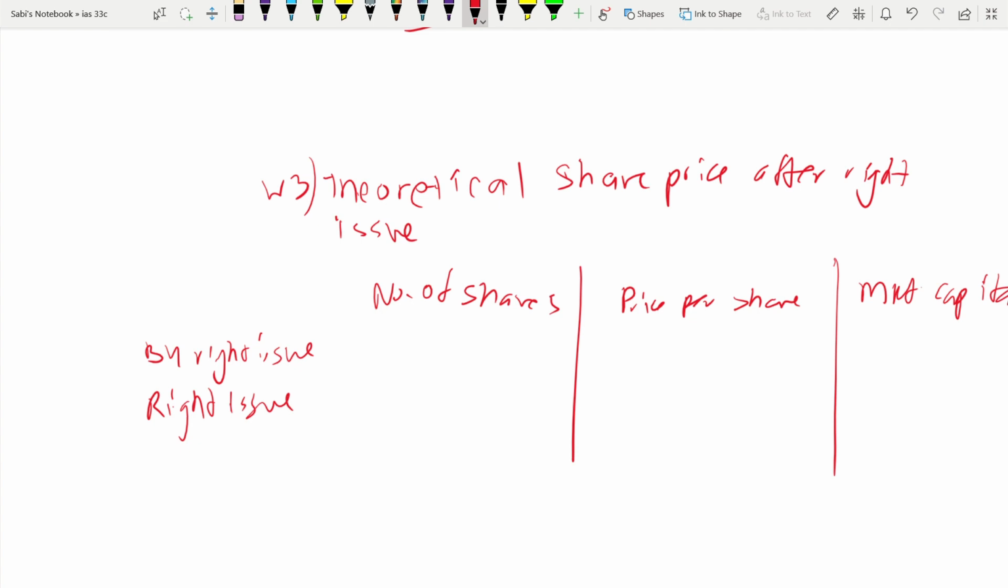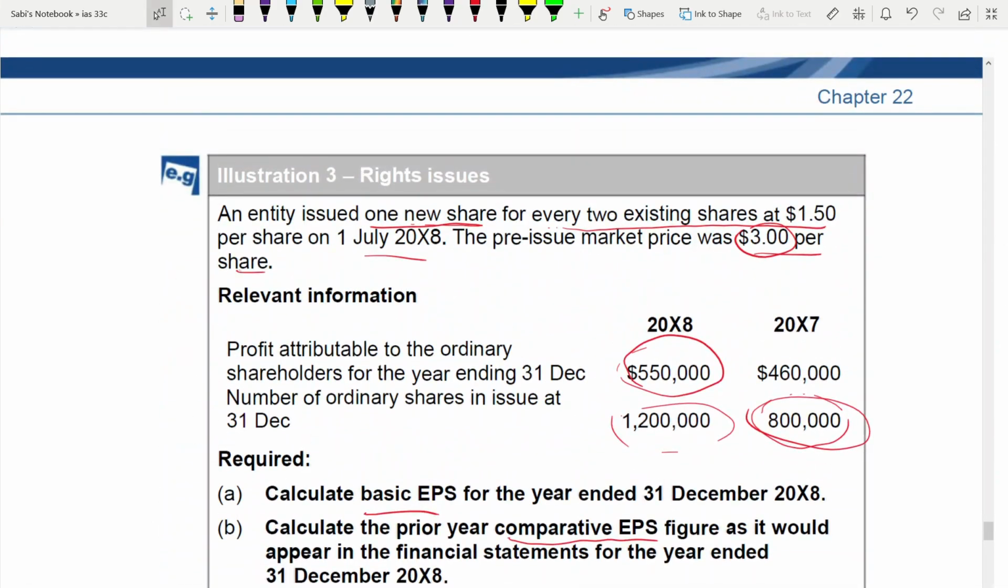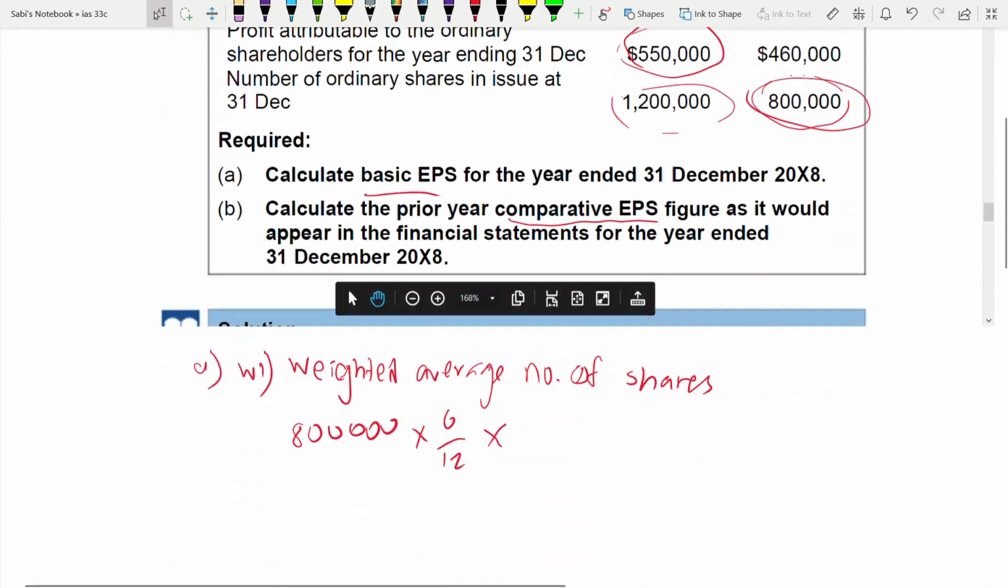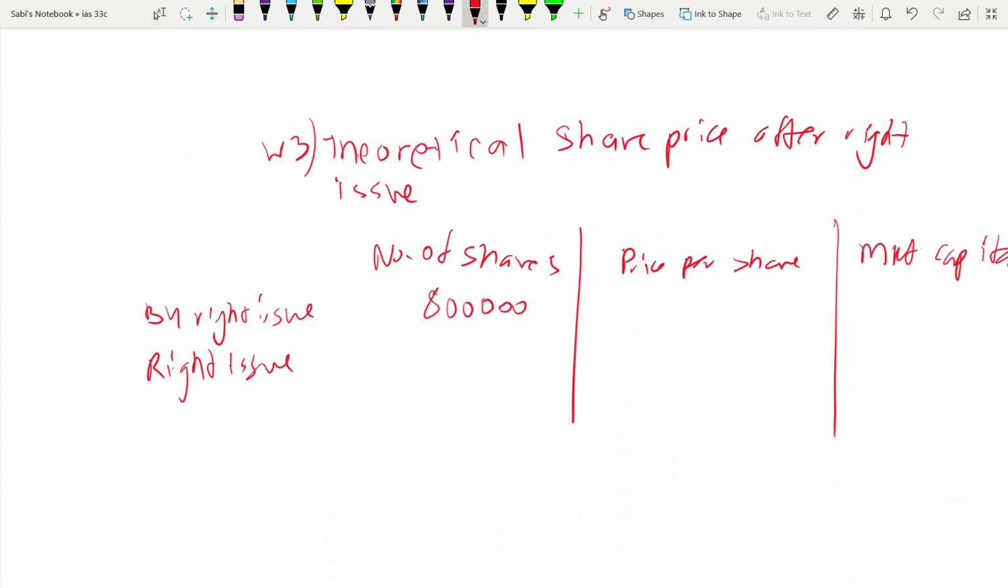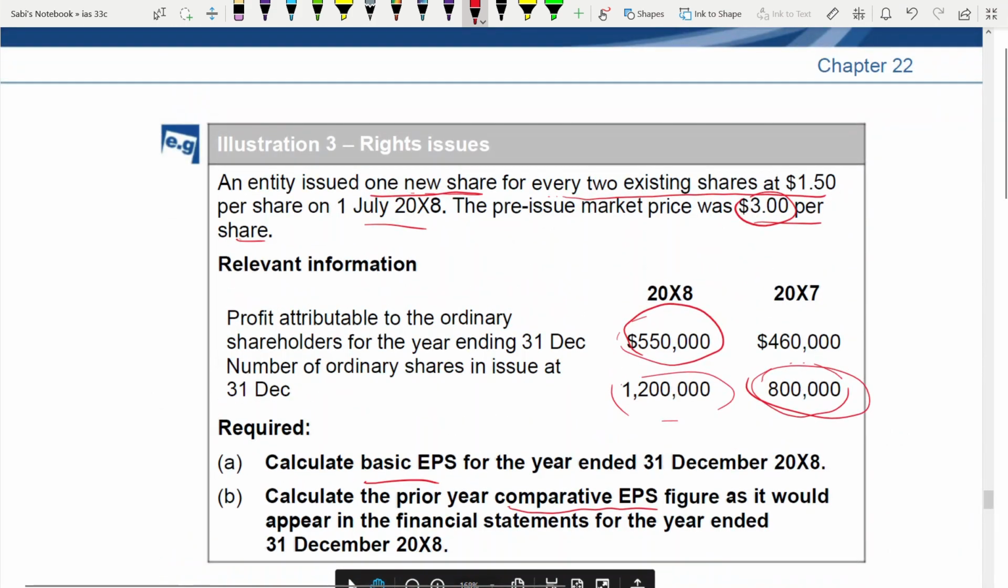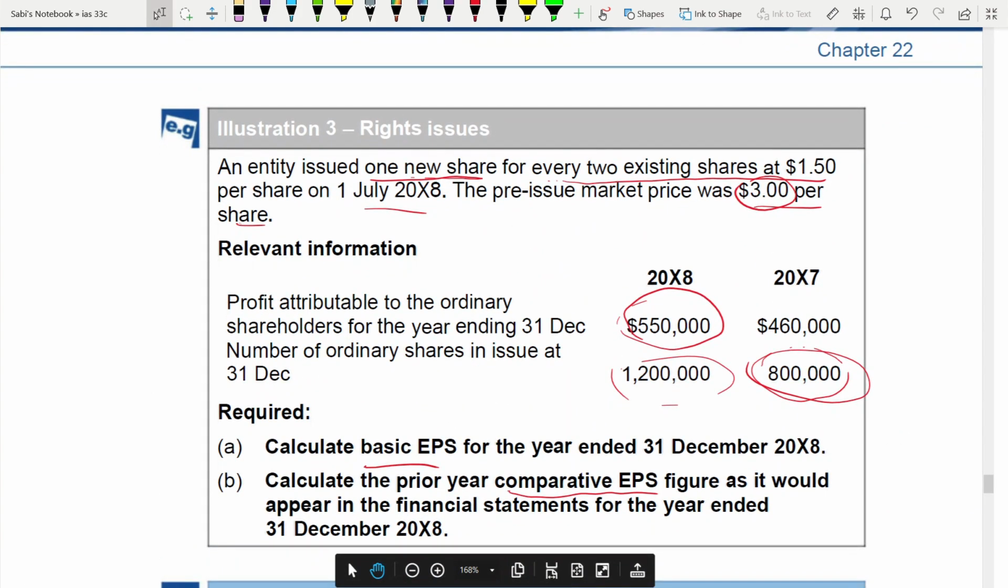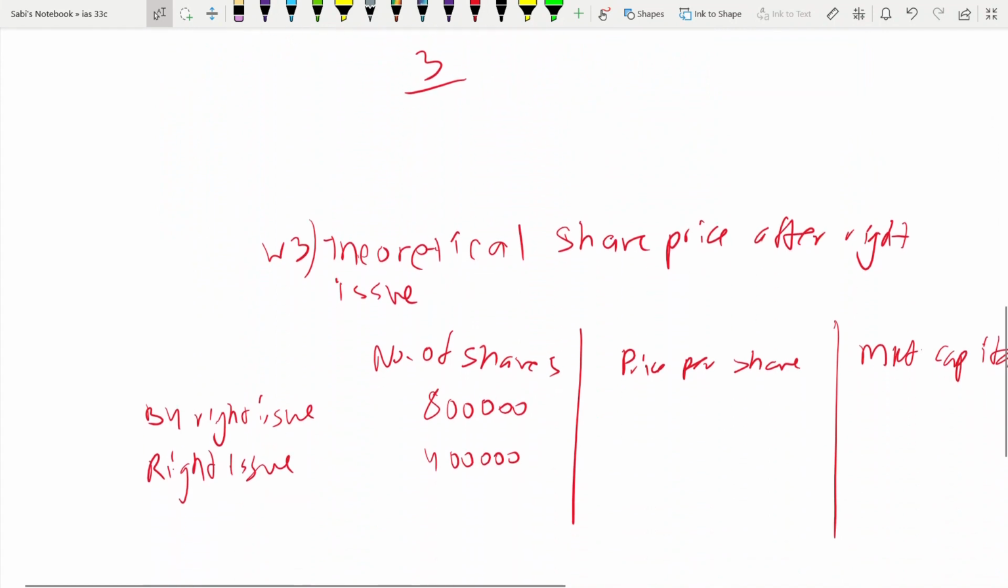Before right issue, there were 800,000 shares. After right issue, the right issue is how much? They told 1 for every 2 existing shares. That means 800 divided by 2. 1 for every 2 shares. So that means for 800 there'll be 400,000. 400,000 right issue. Every 1 for 2. So sorry, 1 for every 2. Sorry, it's the other way around. 1 for every 2.